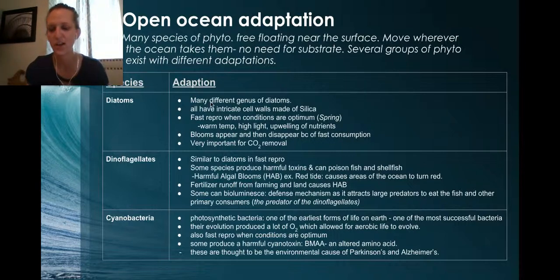Dinoflagellates are very similar to diatoms, in that they can reproduce really fast. They're simple organisms. Some species can produce brevetoxins. They're really poor neurotoxins. They can poison fish and shellfish. Shellfish filter feed, and then when we eat them, we can also ingest those.